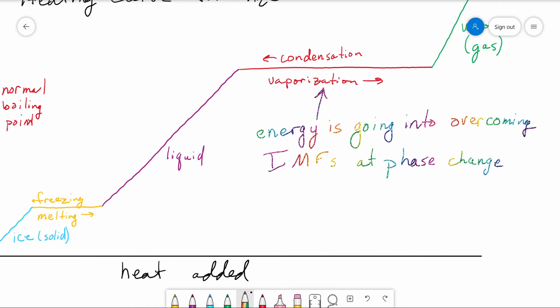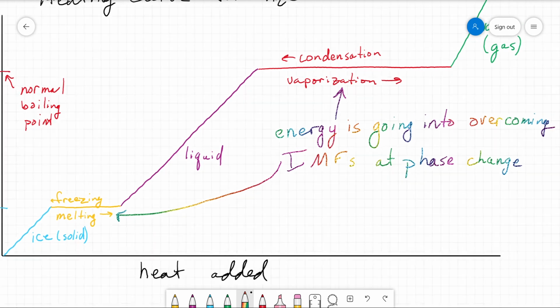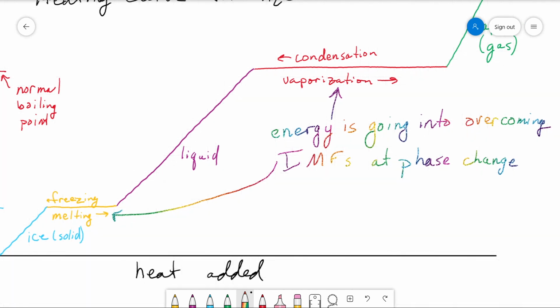So the reason the temperature doesn't change in the yellow portion and the red portion is because energy is not going into making molecules move faster, it is going into ripping intermolecular forces apart. And the more intermolecular forces there are, or the more we have to rip them apart, the longer the plateau, the more heat we have to add for that process to occur. Okay.